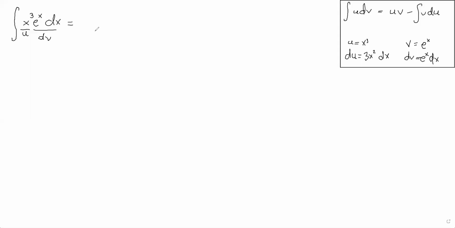So we're going to have u times v first. So u is x cubed, and v is going to be e to the x. So uv is going to be e to the x times x cubed. You could put it in any order you want, it doesn't really matter. And then we have minus the integral of v times du. So v is e to the x, and then du, we can see, is equal to 3x squared.